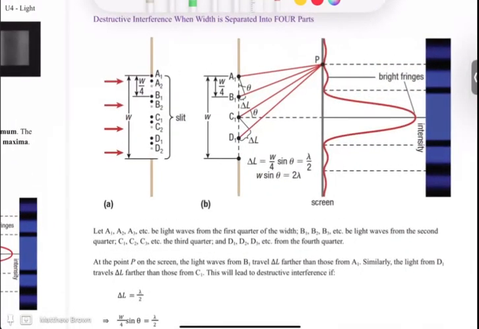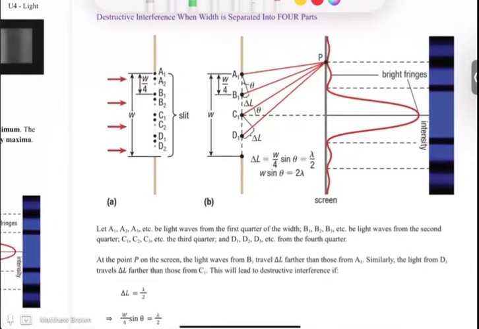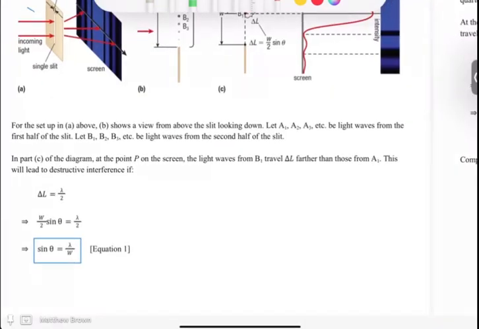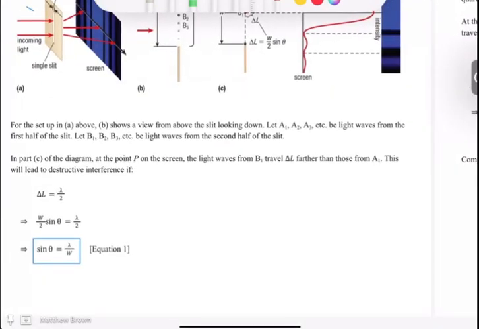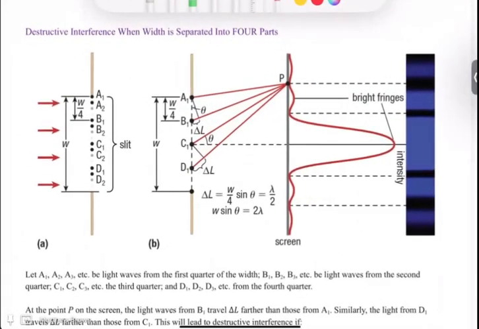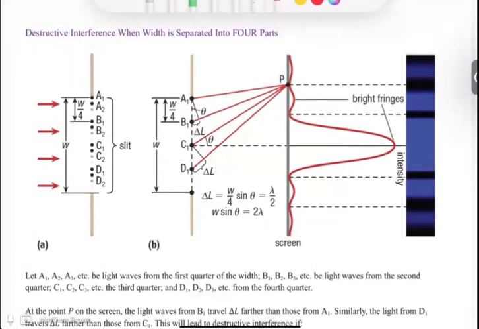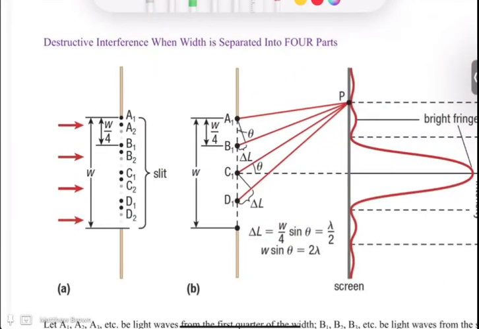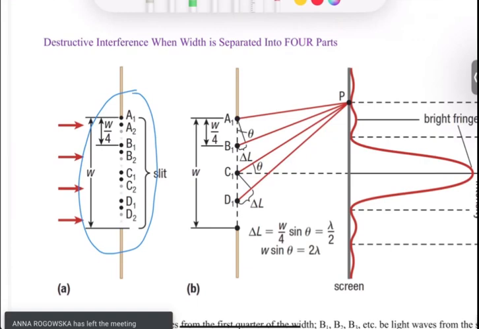So that's that, right? We have our equation. We know how to find the angle that will give us this destructive interference. Then we can continue this, right? That was fun. So let's do it again. Only now, instead of breaking the width of the slit, so this is once again a top view, instead of breaking it into 2, let's break it up into 4, right?